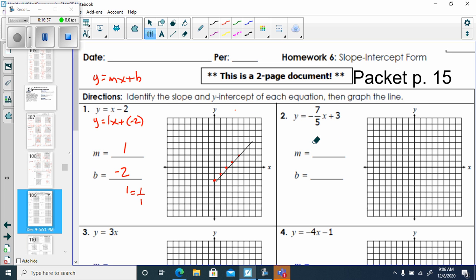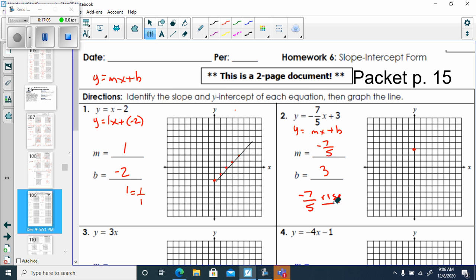Y is equal to negative 7/5 x. So remember, guys, this is y is equal to mx plus b. My b is 3. My m is negative 7/5. I start at 3. I always start at the b. That's my starting point. It's where I begin. Up 1, 2, 3. It's on the y-axis. My slope is negative 7 over 5. Slope is rise over run.